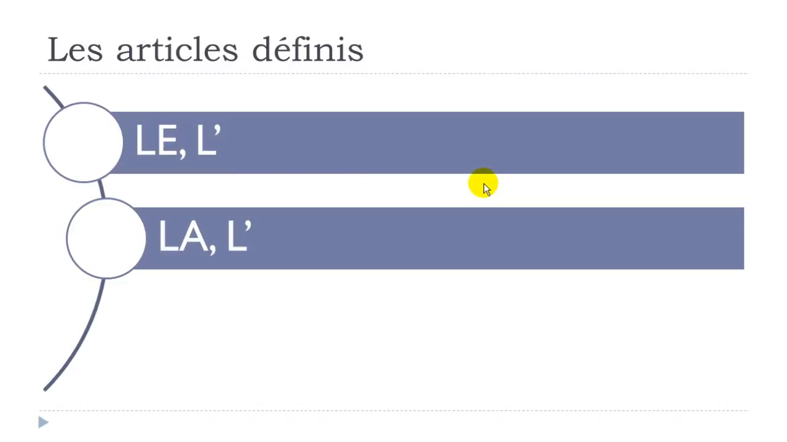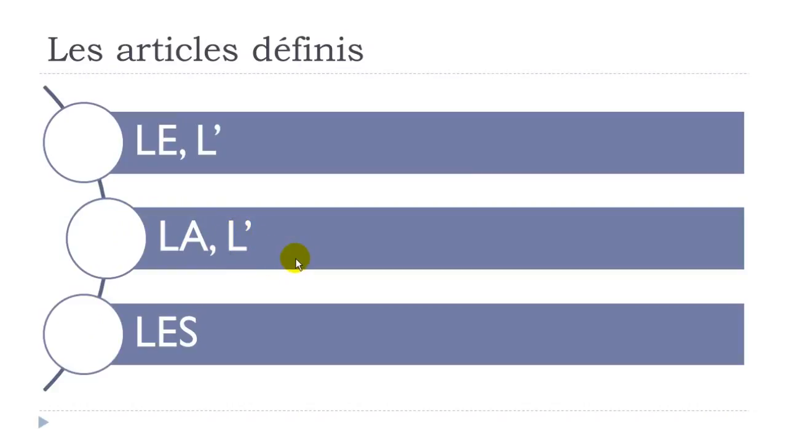Okay, then la, feminine form, la, for the same reason you will have this option L apostrophe as well. And then the plural form is les. Whereas in English there is only one form, in French we will have the difference between the masculine form le, the feminine form la, and then the plural form les. So of course, according to the word, you will have to choose the correct article.